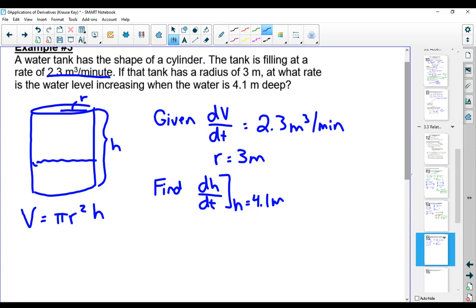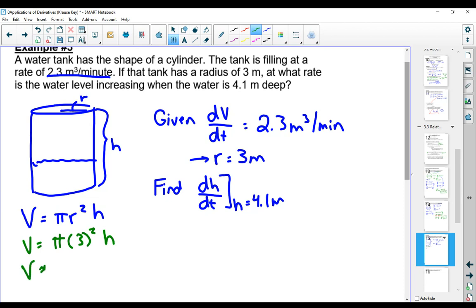And the next step we have is to take our derivative. So dV/dt is pi r squared times height. Now actually, before we do that, let's sub in what we know. We know that the radius is 3 meters, so we can sub that into our formula. So that would make our volume pi times 3 squared times the height.